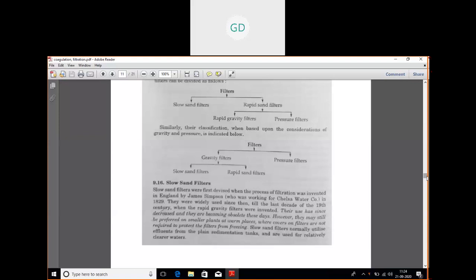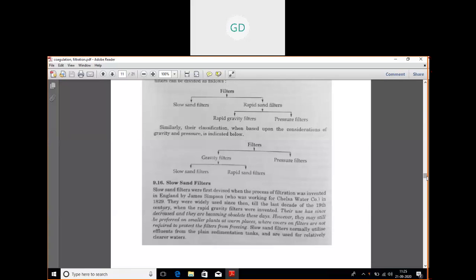But then one question arises. You might ask me, ma'am, if a slow sand filter gives more accurate results, then why is it not used nowadays? Why are rapid gravity filters used? Clear? This question will arise in everybody's mind.